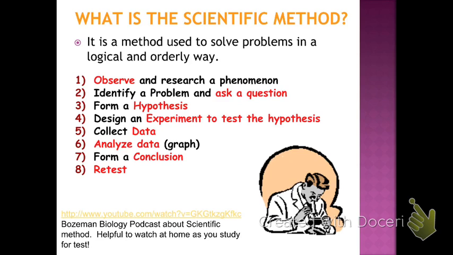Then you can design an experiment to test if your hypothesis is true. You'll collect the data, analyze data. Oftentimes we graph and then form a conclusion. And if your hypothesis is wrong or you find something different, you would restart the whole process. Below is a good link that explains the scientific method further.